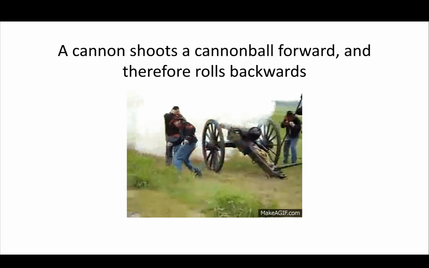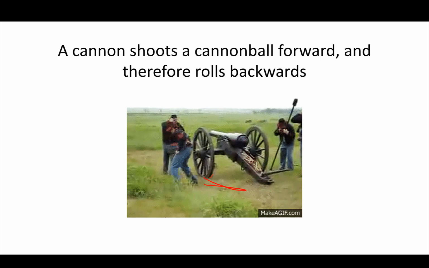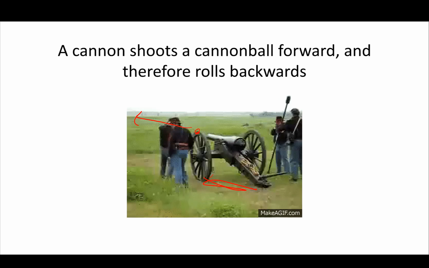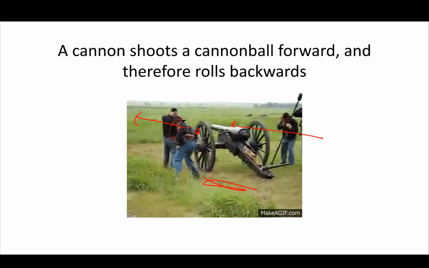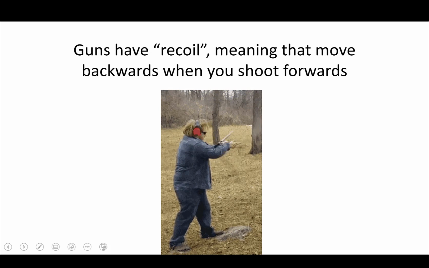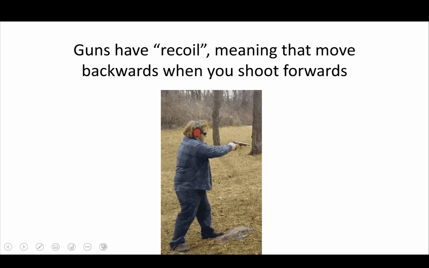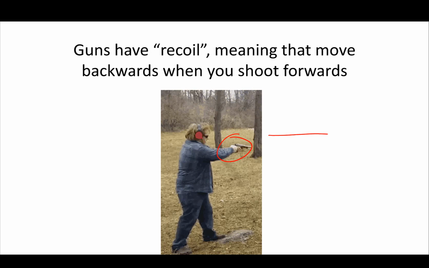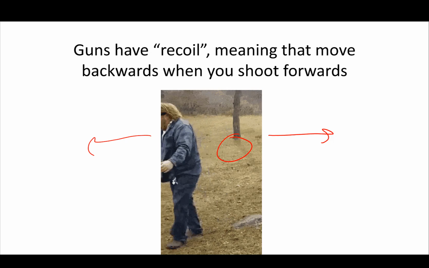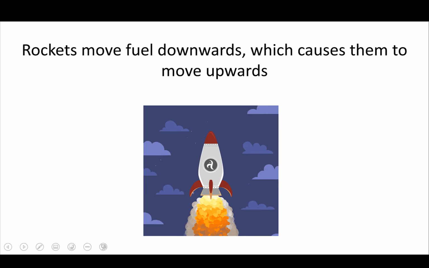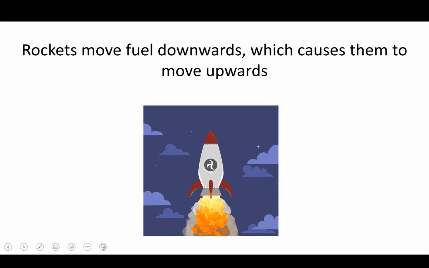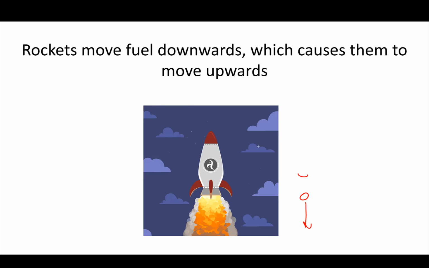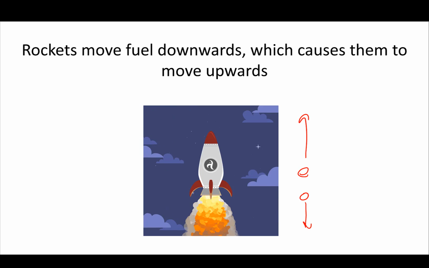This is why if a cannon shoots a cannonball forwards, the cannon will itself roll backwards, because the cannonball gets some positive momentum, and therefore the cannon must acquire some negative momentum. This is also why guns have recoil, meaning that they move backwards if you shoot forwards. If you hold a gun, and you don't hold it tightly, then when the bullet moves forward, the gun will move backwards. Rocket fuel moves downwards, and this causes the rocket to move upwards, because the rocket fuel is getting negative momentum, therefore the rocket must acquire some positive momentum to keep the total amount constant.